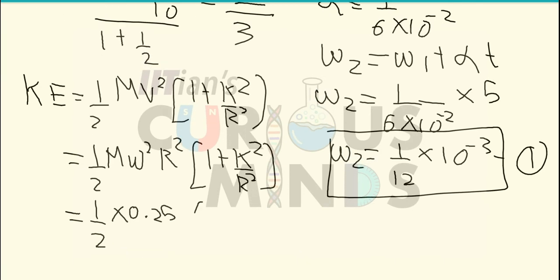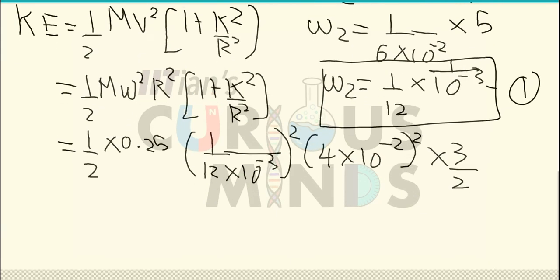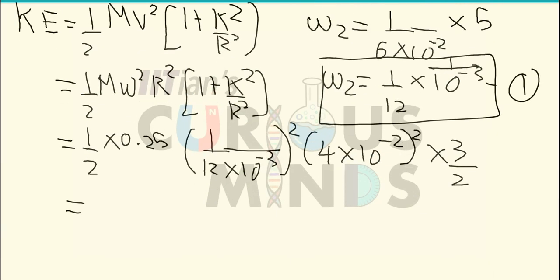Omega square will be the square of this part, 1 by 12 into 10 raised to minus 3, the whole square, into r square. R over here is equal to 4 centimeter, which is equal to 4 into 10 raised to minus 2, the whole square. 1 plus k square by r square is equal to 3 by 2, as we have established. Now 0.25 can be written as 1 by 4. This will be equal to 1 by 8 into 1 by 12.